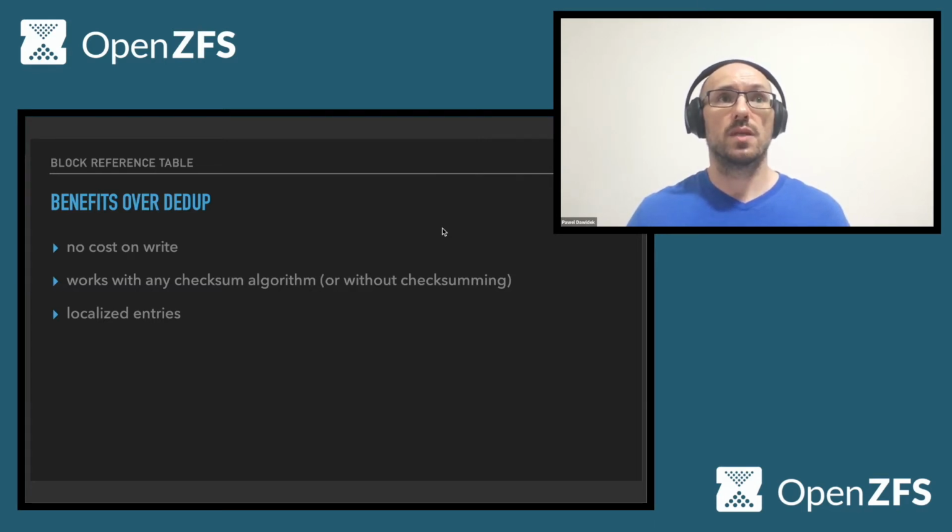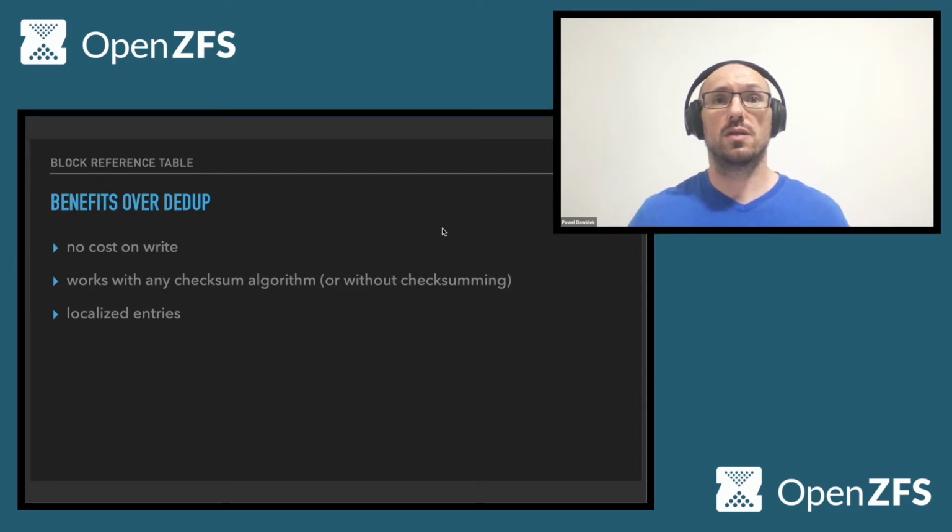It can be quicker, it can be slower. With the block reference table, if you do a regular write, we don't touch the block reference table, so there is no additional cost at all. If you do file cloning, of course, there is a cost on write, but it's much smaller. As I mentioned, the copying will be super fast. And it works with any checksum algorithm.